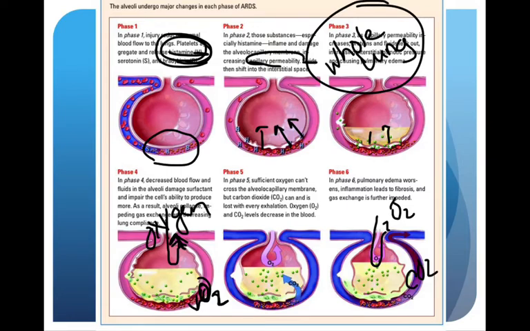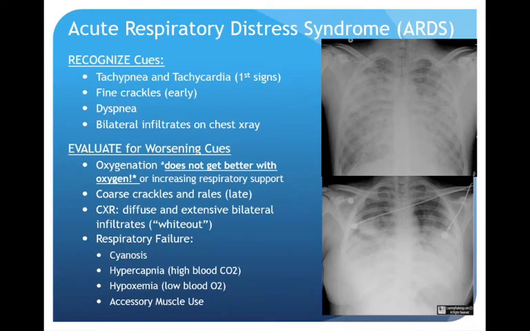Again, ARDS, acute respiratory distress syndrome, involves the whole lung and fluid shifting into the whole lung, decreased oxygenation, increased CO2 throughout the whole lung. So how do we recognize it? Well, unfortunately, the first cues are very subtle: tachypnea and tachycardia. Well, that's going to happen with any kind of trouble breathing or any kind of decreased oxygenation. That's your body's first response, to breathe faster and to get your heart rate up. That's what your body is going to do as a response to decreased O2 levels. So unfortunately, our first response is very vague.